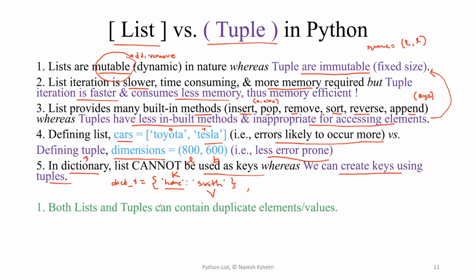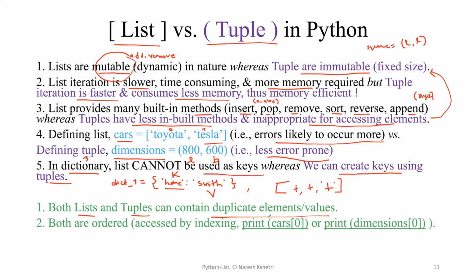Both list and tuple can contain duplicate elements. Here are the elements: say you have a car name as Toyota, you have a Tesla, and you may have the third element again as Toyota. In the same way, the dimension can be repeated. It can be 800, again 800. This is a major feature: both data types can have duplicate elements or values.